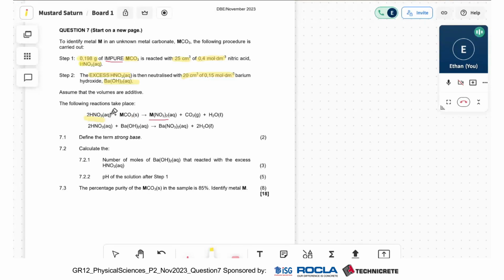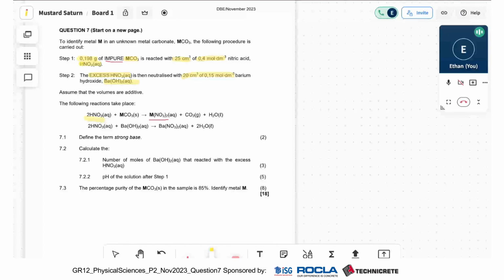All right, so reacting it with the acid, we get a nitrate as expected. We get carbon dioxide gas because we have a carbonate, and water. This makes sense. And then in the second step, any excess acid from here, unreacted acid, we neutralize it with barium hydroxide and we get barium nitrate and water as well, as expected. All right, so let's now get into the questions.